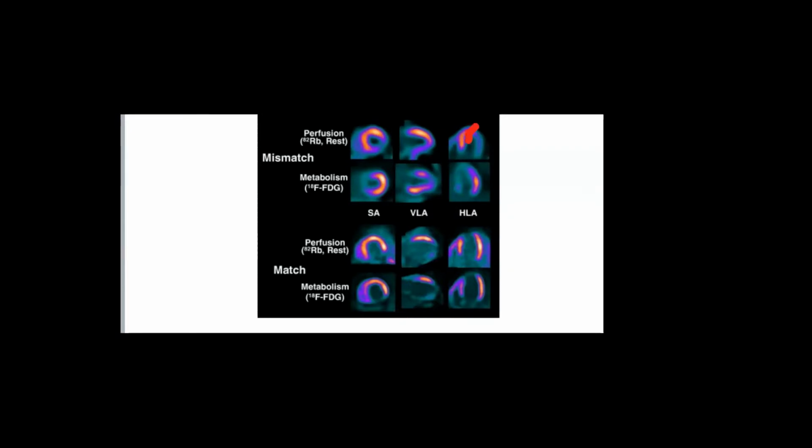This lateral wall with metabolism, which is uptaken now. So there was no perfusion and now there is metabolism. It's ischemic hibernating myocardium, that's why it's using glucose. Okay, that's why it's using glucose.